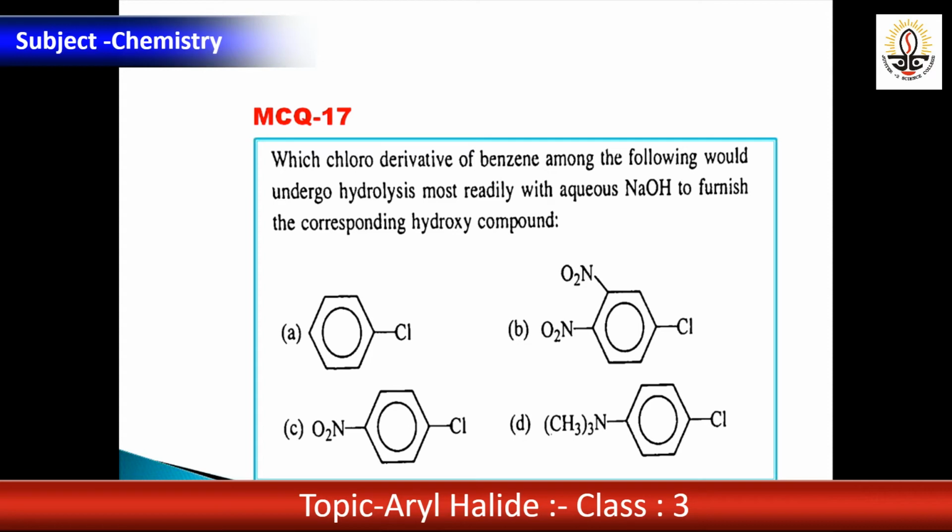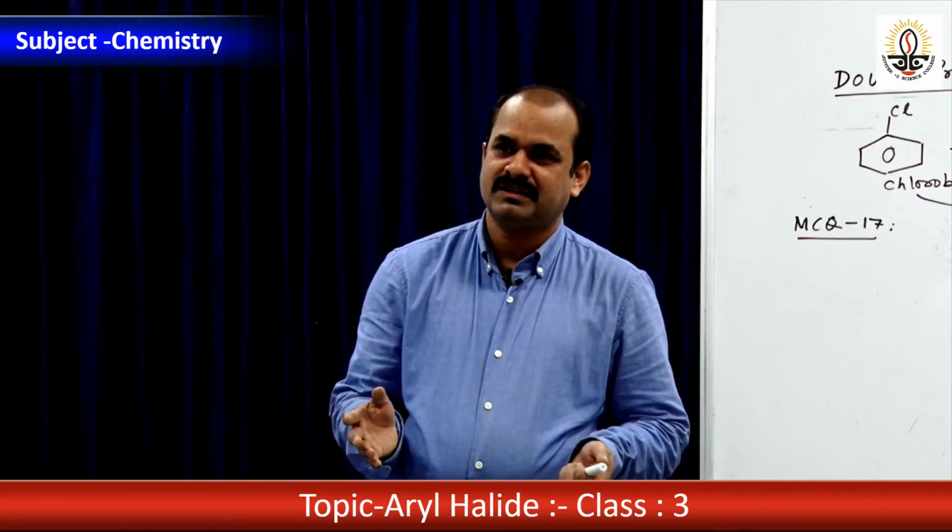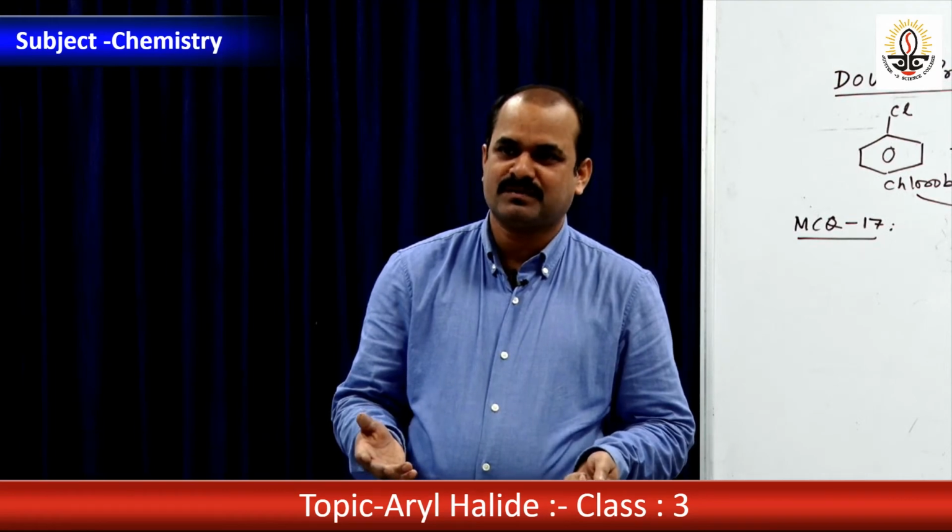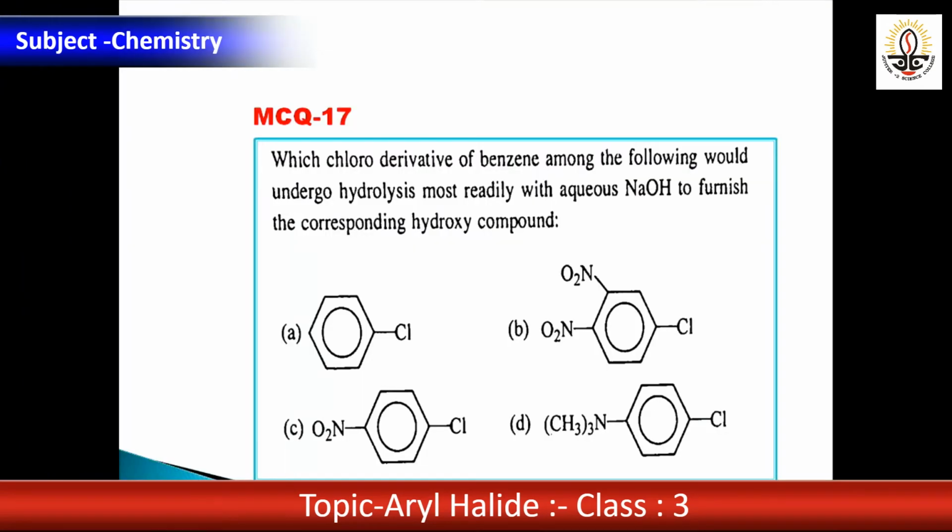Option A is chlorobenzene, option B is dinitrochlorobenzene, option C is nitrochlorobenzene, option D is trimethylamine chlorobenzene. In option B, 2 nitro groups are there, and the condition for hydrolysis of chlorobenzene is that the presence of electron withdrawing groups makes the reaction faster. As option B contains 2 nitro groups, 2 electron withdrawing groups, the correct option of multiple choice question number 17 is B. It is due to the presence of 2 electron withdrawing NO2 groups.